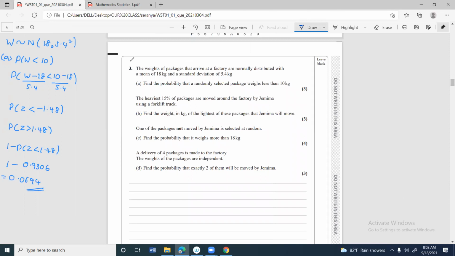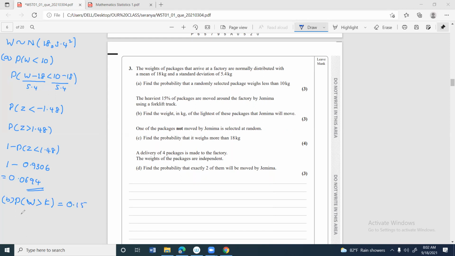Then the heaviest 15% of the packages are moved around the factory by Jima using the forklift truck. Find the weight in kilograms of the heaviest package that Jima will move. Okay, that's a good question. When you consider this question, they're talking about the heaviest 15%, which means the weight of a package is greater than a certain value. We need to find this value. 15% means 0.15.